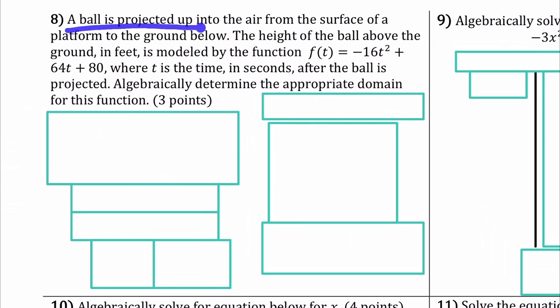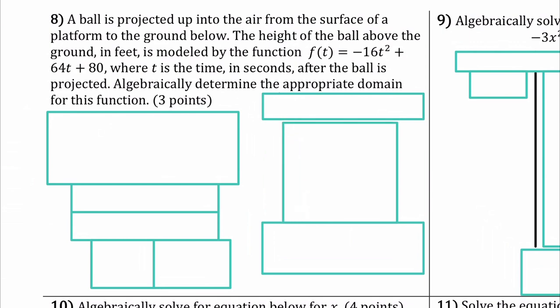Okay, let's look at number 8. A ball is projected up into the air from the surface of a platform to the ground below. The height of the ball above the ground in feet is modeled by the function f of t equals negative 16t squared plus 64t plus 80, where t is the time in seconds after the ball is projected. Algebraically determine the appropriate domain for this function.